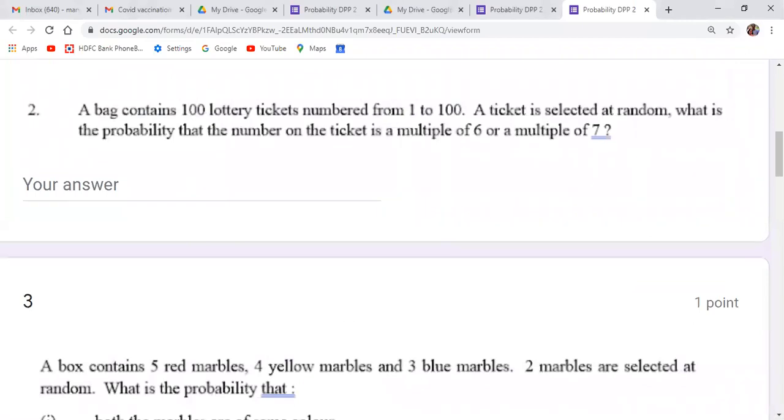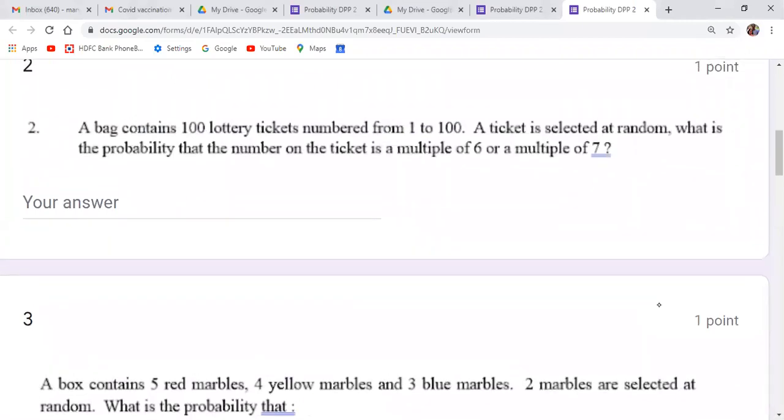Okay, read the question. Arunati, you will answer this question. First is N of S. You have to tell me, what is the experiment here? A bag contains 100 lottery tickets numbered from 1 to 100. The ticket is selected at random. Did you notice this? That means how many tickets are you selecting? 100C1. N of S is 100C1.